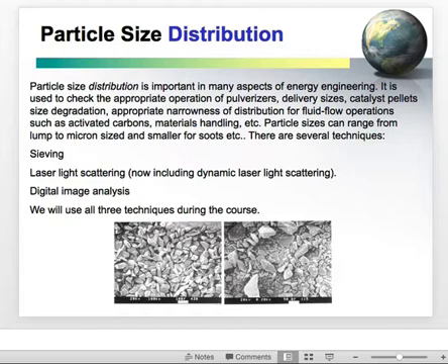So distribution, we need to capture that data in a different manner. So I could think of pulverizers, delivery sizes, catalyst fracturing in a fluidized bed type of arrangement. Certain environmental issues with things like activated carbon. They want to have a relatively narrow particle size distribution. And so there's typically a whole range of sizes, but it's important to think distributions. There are multiple techniques. We'll do some sieving. We're going to do dynamic laser light scattering now, also digital image analysis.